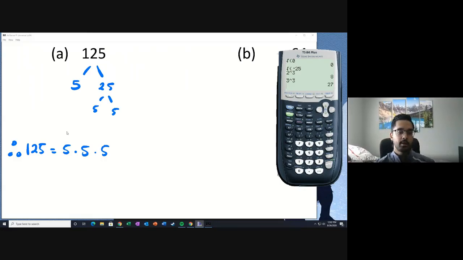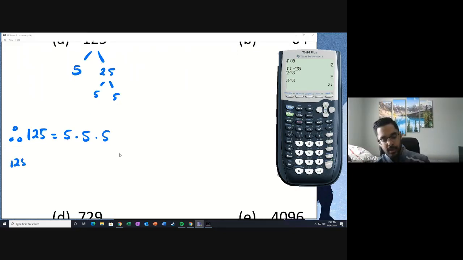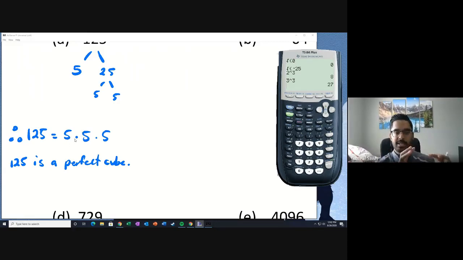Now, if it's a number multiplied by itself 3 times, we know that's a perfect cube. So 125 is a perfect cube. It can't really be a perfect square because there's no way to match up these factors in a way that I have a number times itself. Since I have 3 distinct factors, there's no way to make them 2 equal groups. So I can't actually say this is a perfect square, but yes, it is a perfect cube.